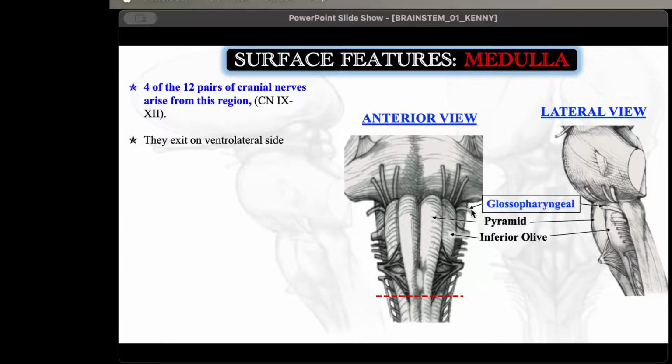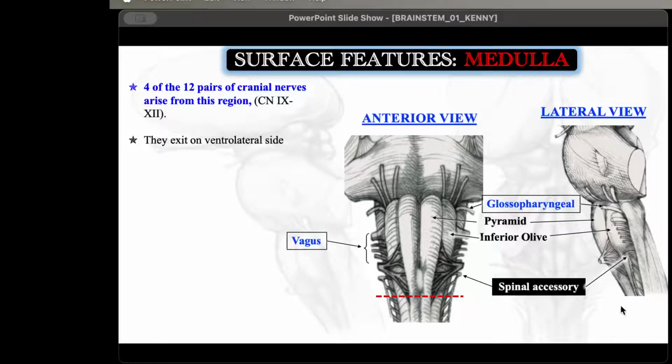So the cranial nerve number 9 here, which is known as glossopharyngeal, on the ventral side, and on the lateral side, it is the very first nerve to come from the medulla. And then we have the vagus nerve here. This is the vagus nerve, and this is also a vagus nerve.